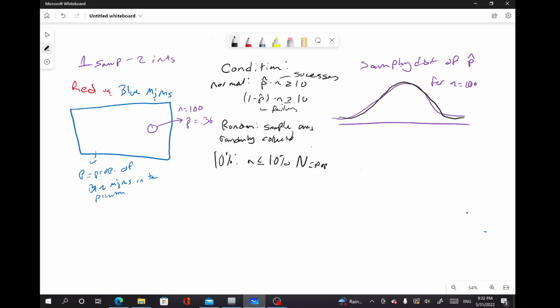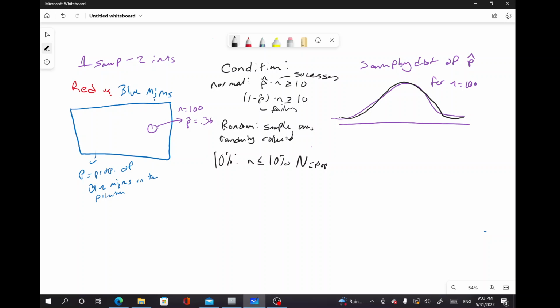So for this example, we can just say that we had a ton of M&Ms, so much that 100 is not at all 10%. This is a lot less. So this is fulfilled for this specific problem, as well as the normal condition, because 100 times 0.36 is 36, greater than or equal to 10. Same with 1 minus 0.36, which is 0.64, times 100, also greater than or equal to 10. We're fine. We can say that the random condition is also met for this problem.